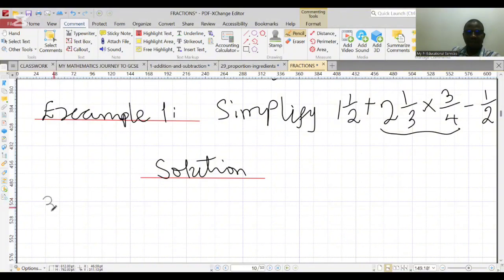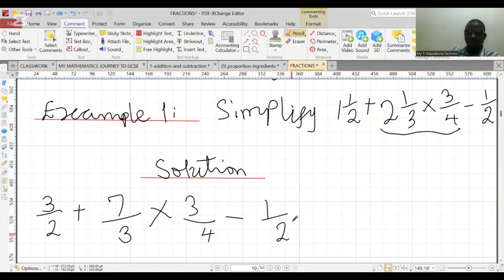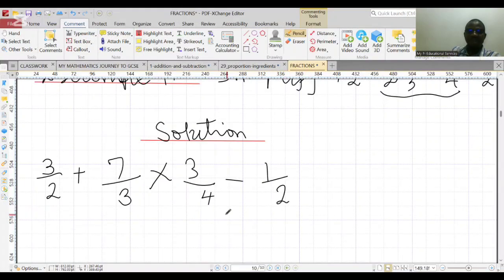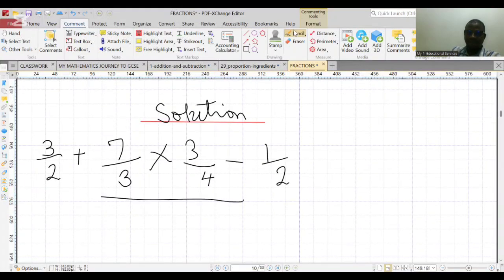So here will be 3 out of 2 plus 2 times 3 is 6, plus 1, that will be 7 out of 3 times 3 out of 4 minus 1 out of 2. According to the rule of Bodmas, we need to multiply first. So in multiplying this, 3 can go here 1, 3 can go here 1. And this will give us 3 out of 2 plus 7 times 1, that will be 7 out of 1 times 4 will be 4, minus half.